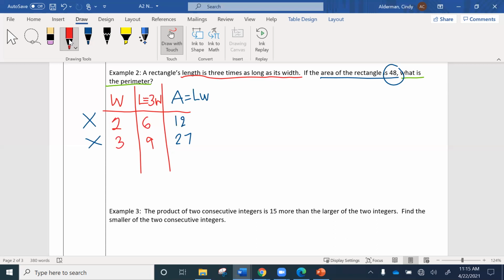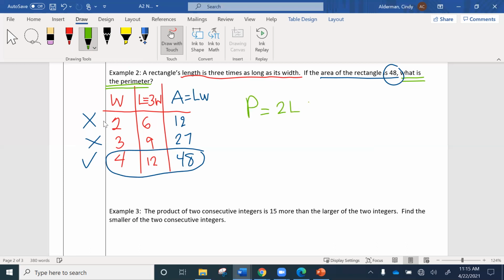I'm going to say 4. So if the width is 4, then the length is 3 times 4, or 12. And then the area would be 4 times 12, which is 48. All right, so it looks like we have the right width, length, and area, since 4 times 12 does equal 48. But then they do this little tricky thing on you and ask you, always read before you answer a question, multiple choice or not. What are they asking you for? They're asking you for the perimeter of this rectangle.